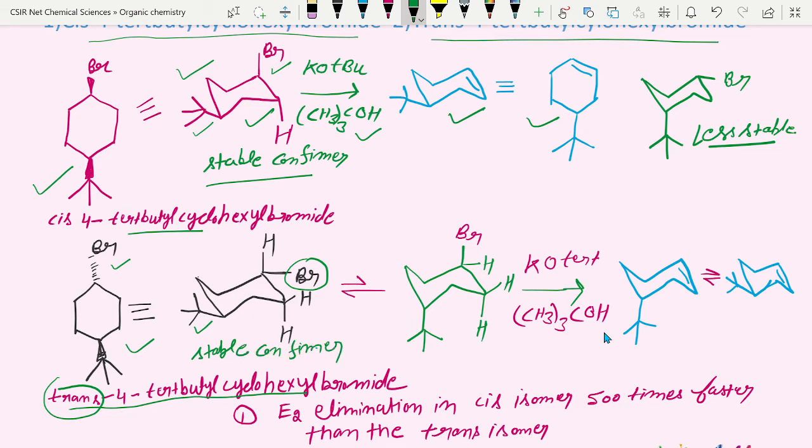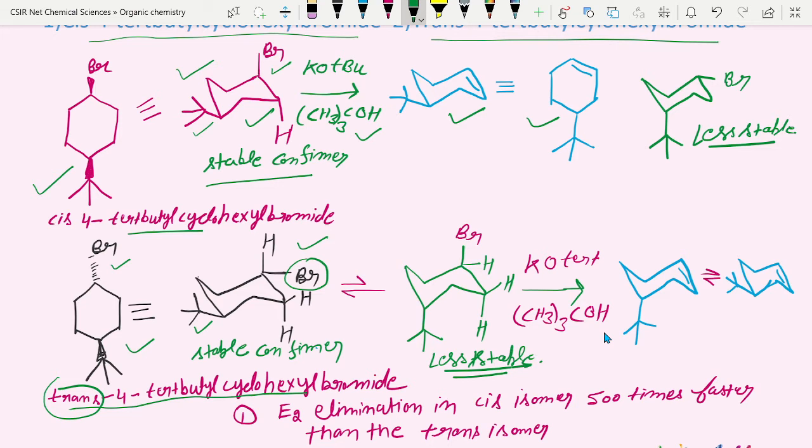In this stable conformer, the hydrogen and bromine are not in axial positions, that is, not in the anti-periplanar position. What we know is that for E2 elimination to happen, both should be in anti-periplanar positions. So E2 elimination will not happen in this structure. Before the E2 elimination happens, it has to convert into the less stable conformer. First it will convert into the less stable conformer.